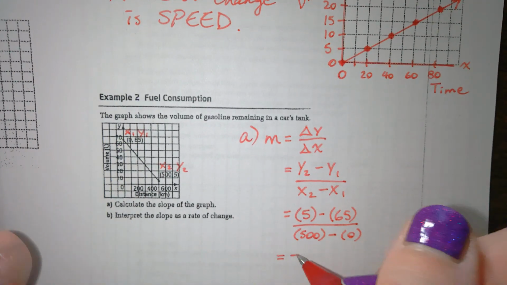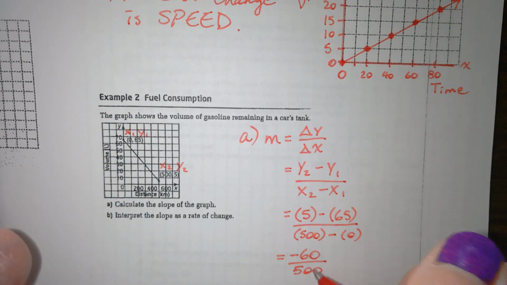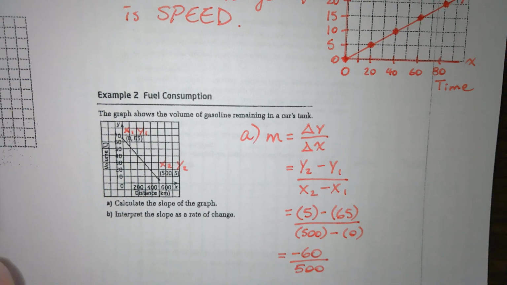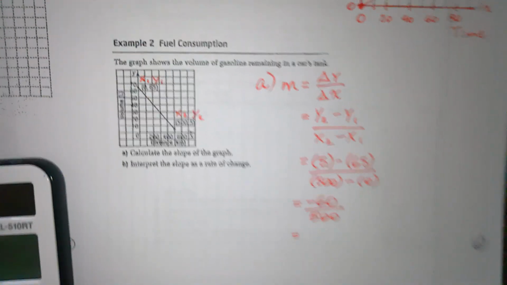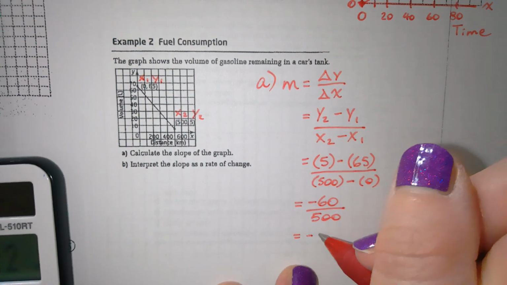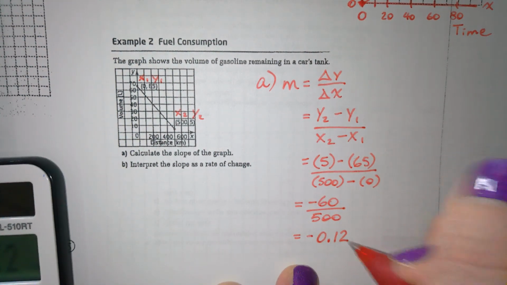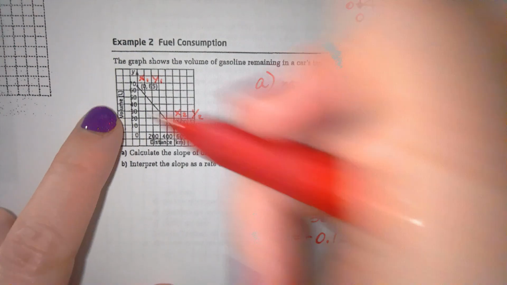When I substitute it in, I get negative 60 over 500. I can reduce that to negative 6 over 50, so negative 3 over 25. Since this is a word problem, I'll do decimal. So negative 0.12. What would my unit be here? Liters per kilometer.